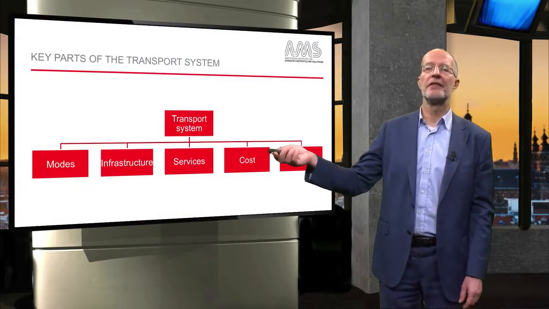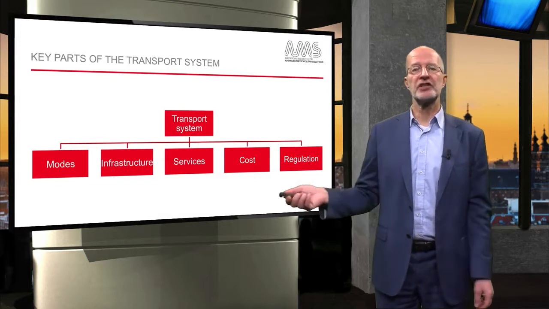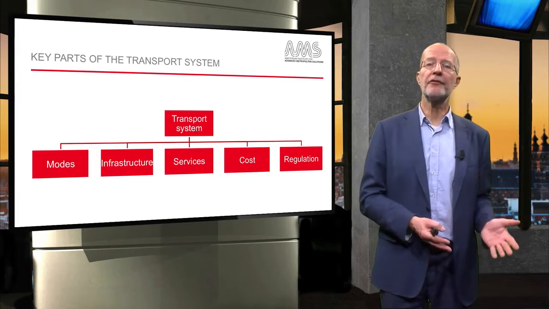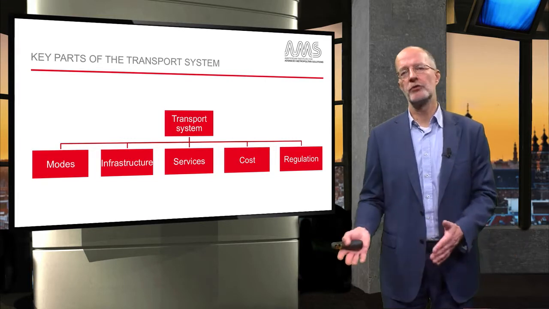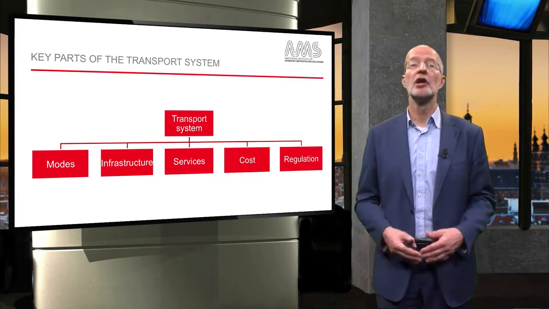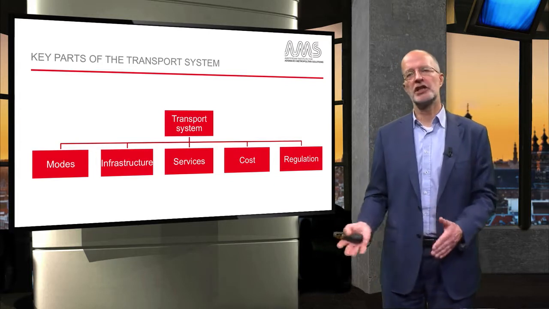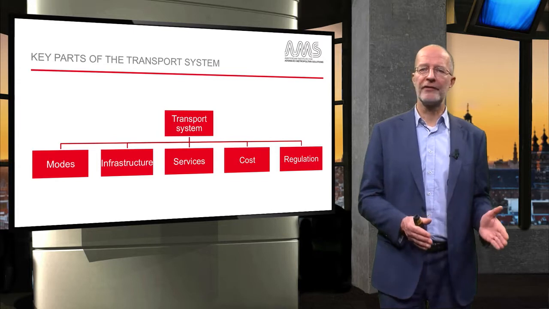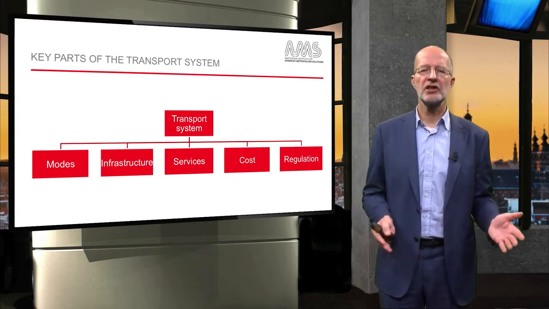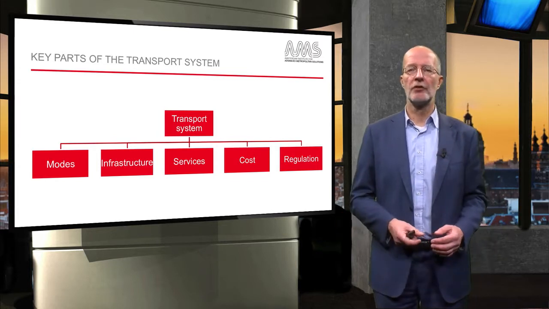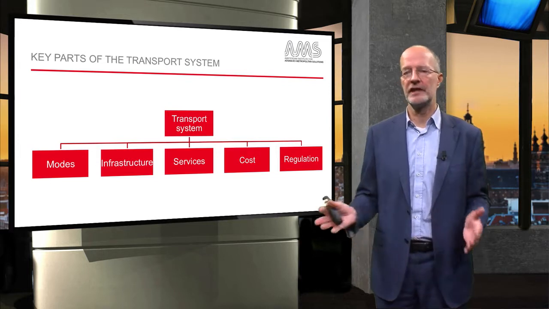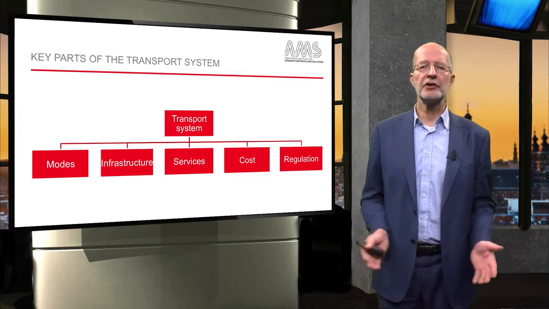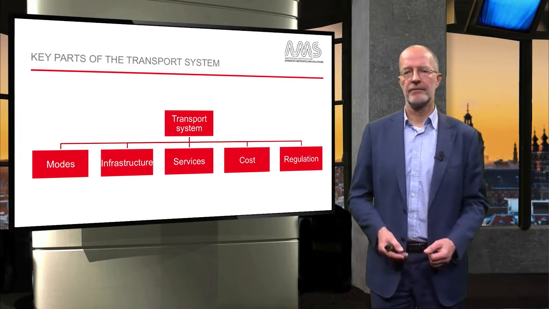As shown on this graph, the transport system includes different modes of transport, infrastructure, such as roads, rails and airports, services, such as public transport or airline services, costs of travel, and regulations, such as speeds on roads and safety standards for vehicles. I will now briefly introduce these parts of the transport system.